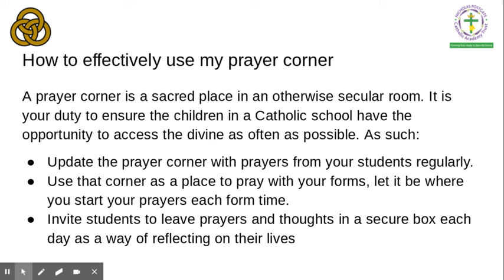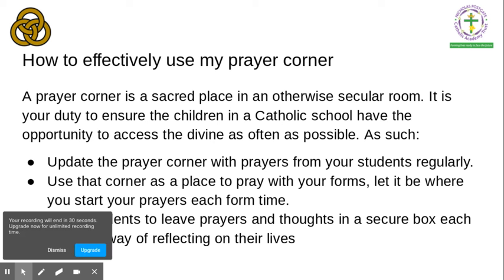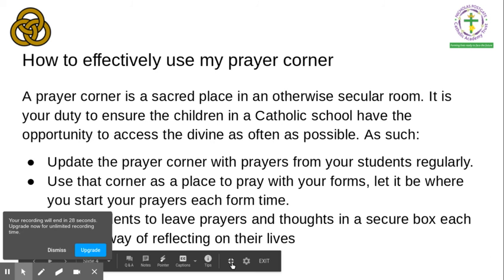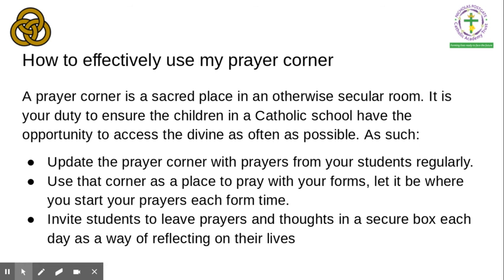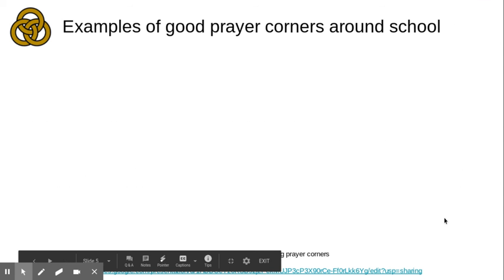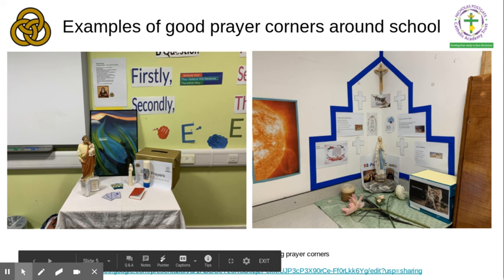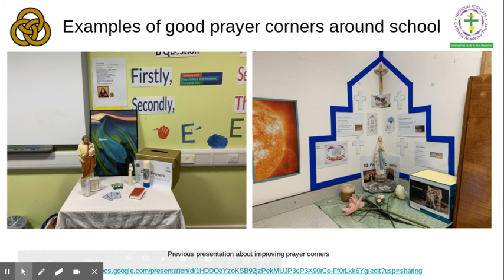And finally, you need to invite students to leave prayers and thoughts in a secure box at the end of each of these prayer sessions. Now, finally, you'll see that there are several examples of good prayer corners around the school. I've also placed a list of ideas that I gave you before for making prayer corners look good.